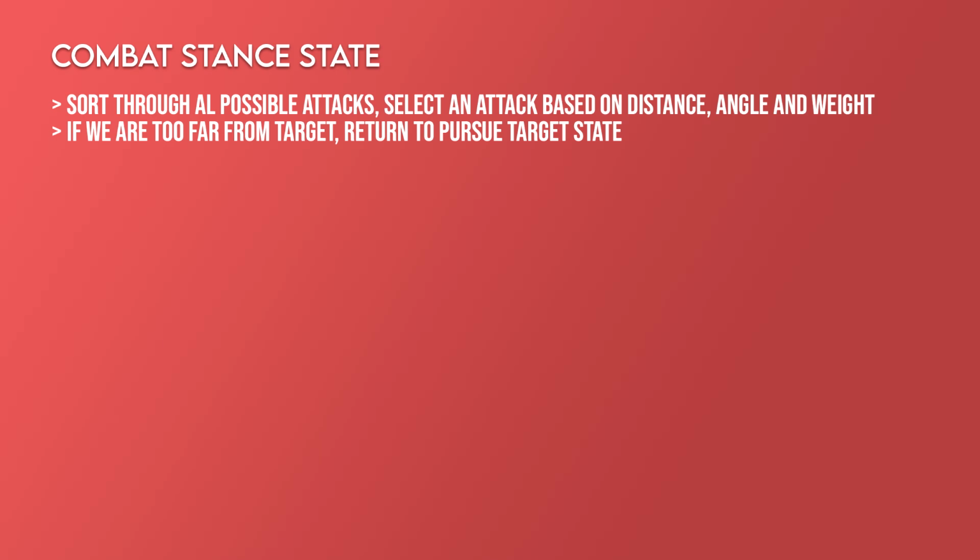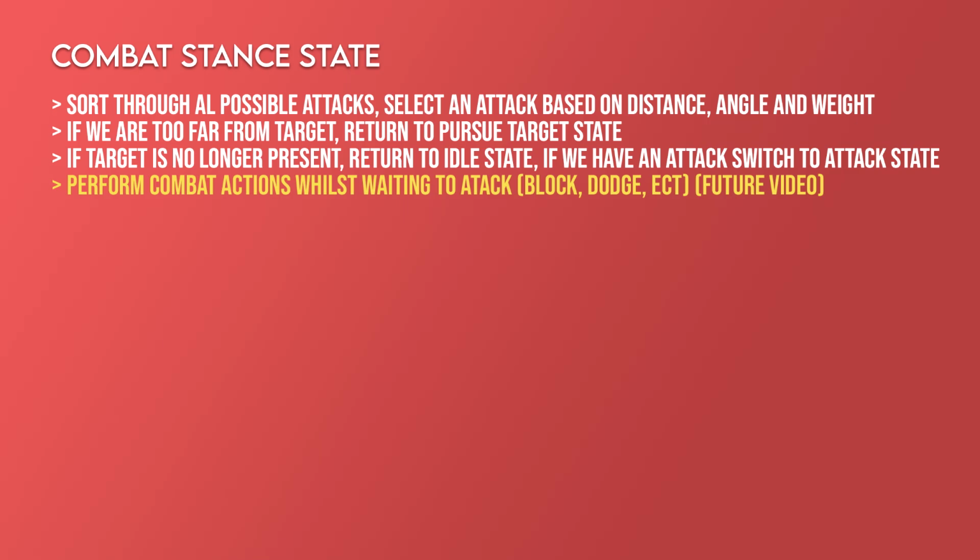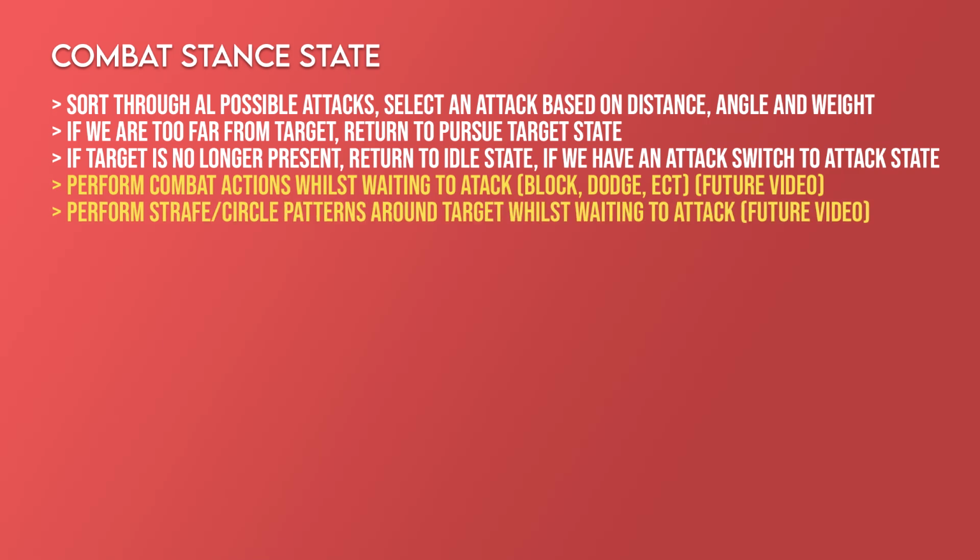Next, we're going to check if we are too far from the target, then we're going to return to our pursue target state to again try to close that distance. And then lastly, if the target is no longer present, we're going to return to the idle state. If we have an attack, we're going to switch to the attack state. In future videos, we're going to cover basically doing blocking and dodging. So this is while you're waiting to attack the target, you're in the combat stance state. And if the target tries to attack you, you can block and dodge, etc.